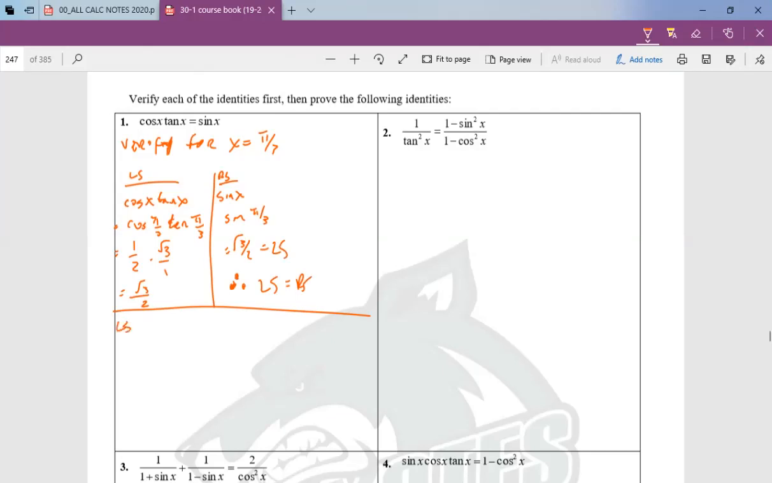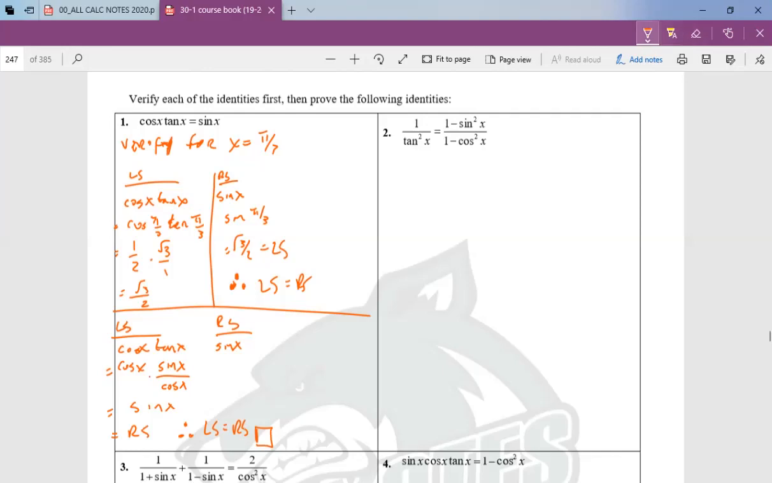As a proof, left side is cos x tan x. Right side is just sine x. So let's start with the more complex looking side, which is the left. And this ends up being cos x. Super easy one. And sine x over cos x is tan. This is just equal to sine x. Therefore, this is equal to the right side. Therefore, LS equals RS, QED, or blank square.